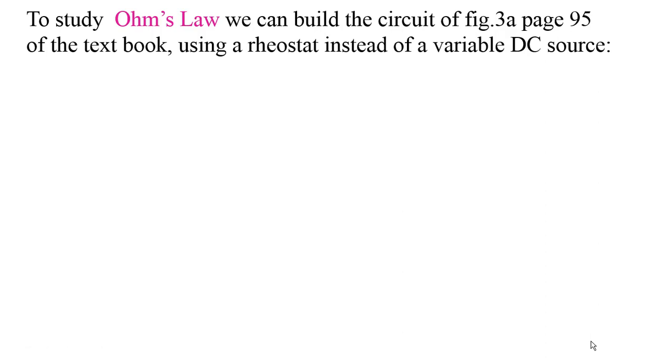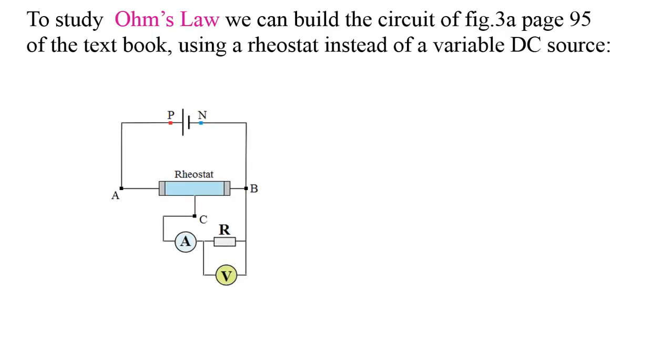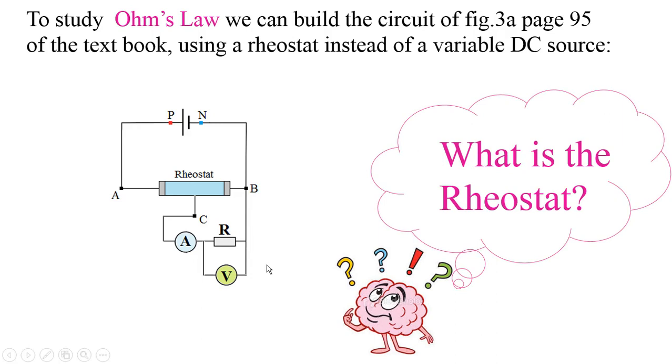To study Ohm's law, we can build a circuit by using a rheostat instead of a variable DC source. As this figure shows, here we have a DC source of constant voltage, a rheostat, an ammeter to measure the current, a voltmeter to measure the voltage, and of course a resistor. But what is a rheostat?